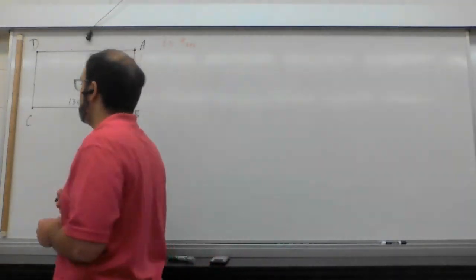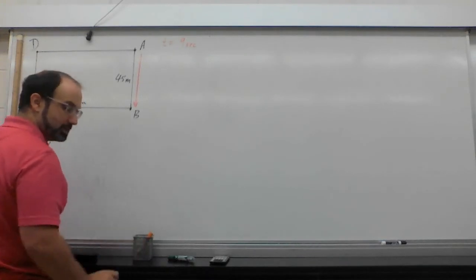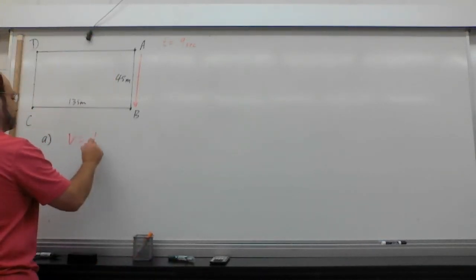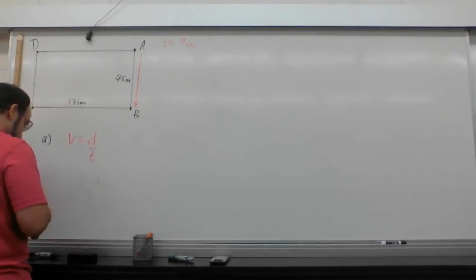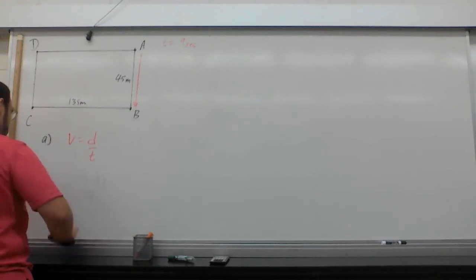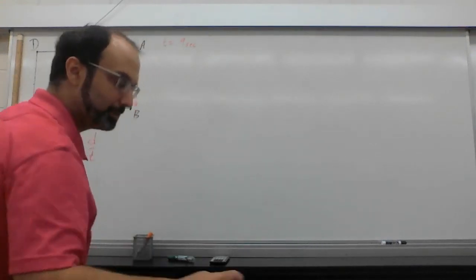So, the first question is, what is your average speed? So A, they're asking you, what is your speed? Which, remember, is just V equals D over T. It also asks you in B, what is your average velocity? We'll do that one in blue.